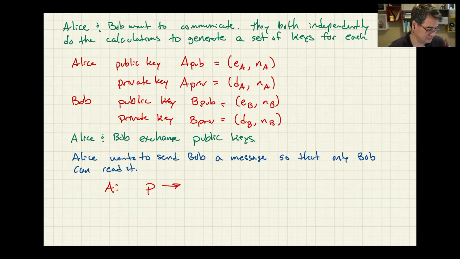Take a guess. Post your guess in the chat and see what we come up with. Or maybe it's not a guess. Try to reason your way through it. How would Bob decrypt this message? Can you figure it out?